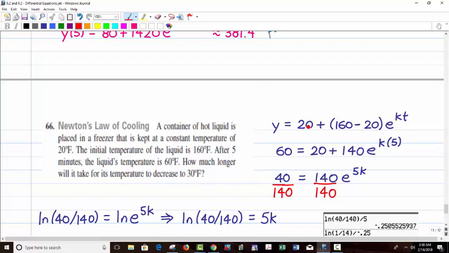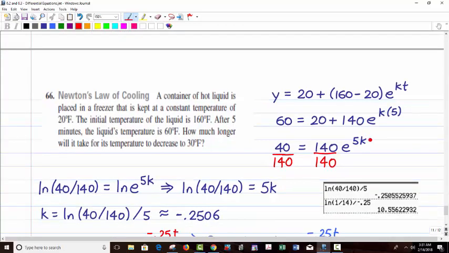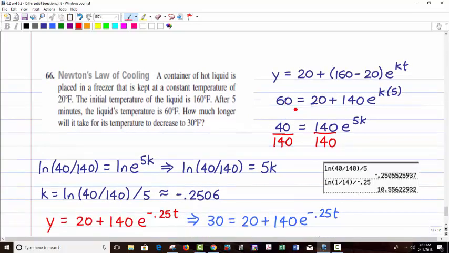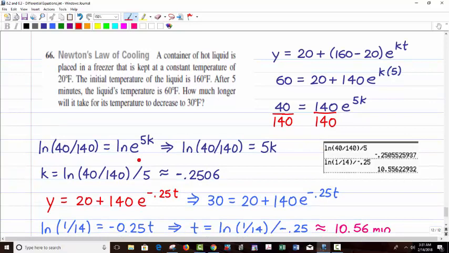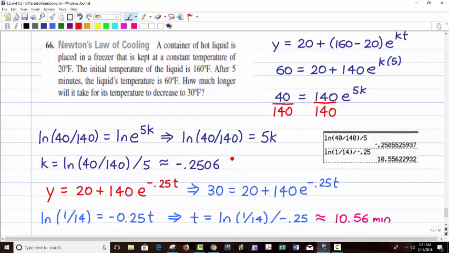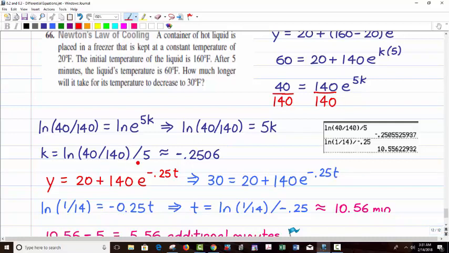All right, so we have 20 as the initial temperature. C will be 160 minus that, so it's 140. After 5 minutes, we know it's 60, so t is 5, y is 60. I subtracted 20 to get 40 over here, then divided by 140. That equals e to the 5k. Take ln of both sides, so you have 5k equals ln of 40 over 140. So k equals ln of 40 divided by 140, all divided by 5. Using 4 decimal places, that's negative 0.2506.